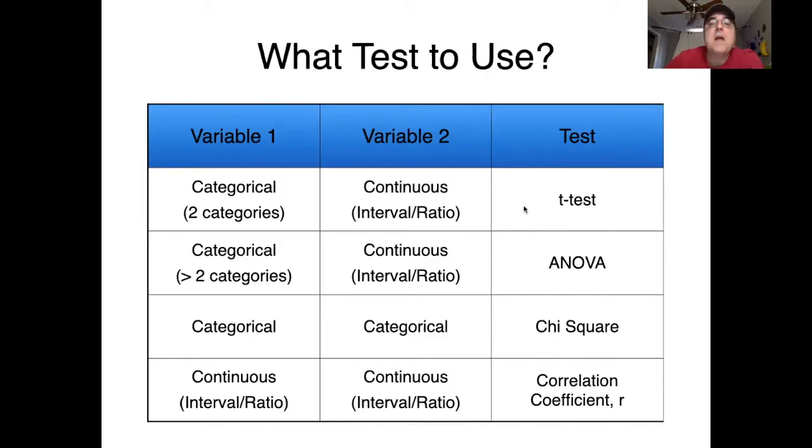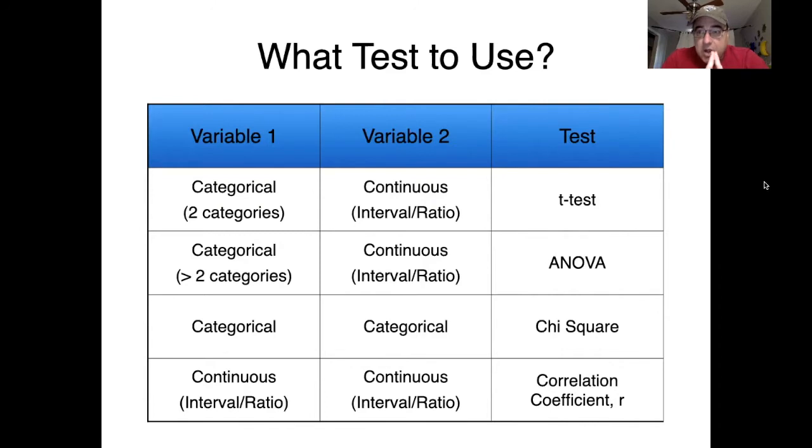So far, what we've done is compare one variable to another variable. That's all that we've been doing in this class. What we're trying to figure out every time is whether the two variables have a statistically significant relationship to each other. I'm going to start with the t-test.